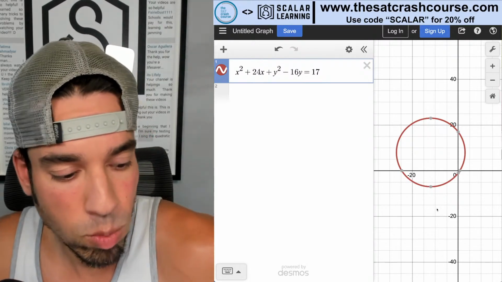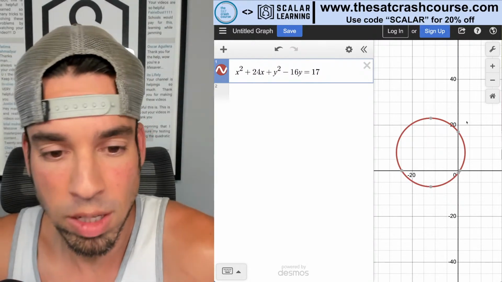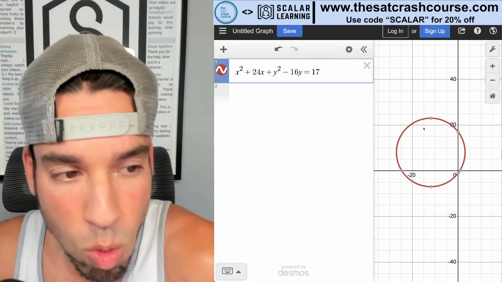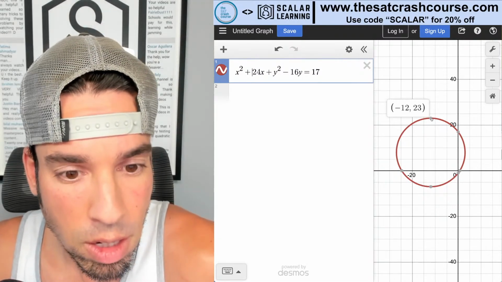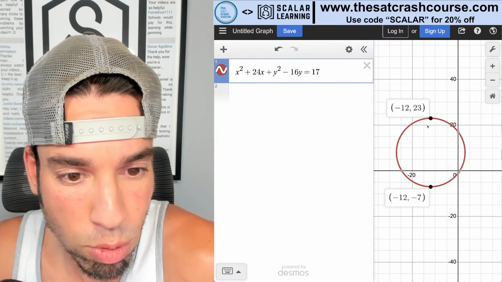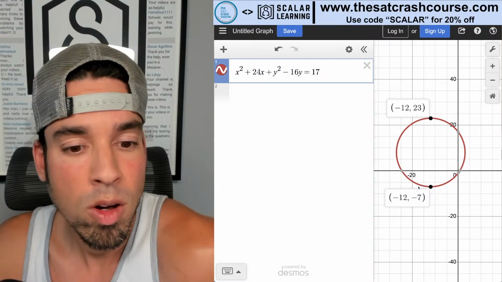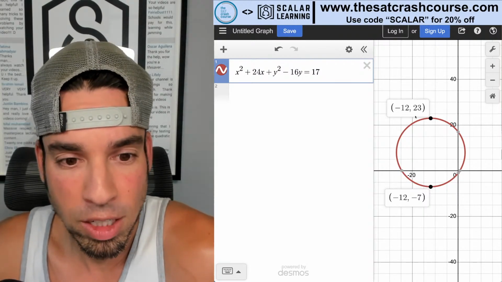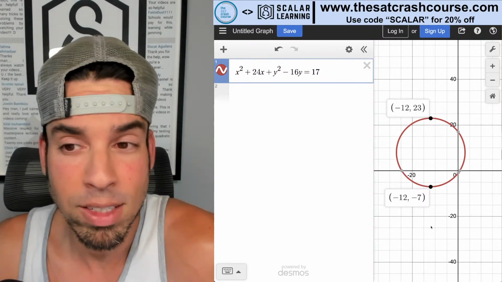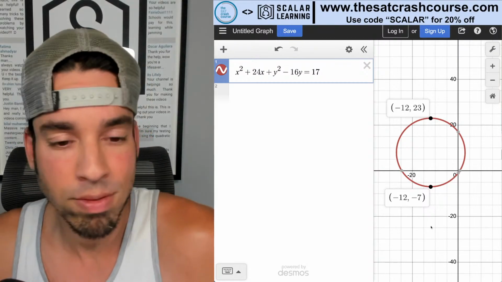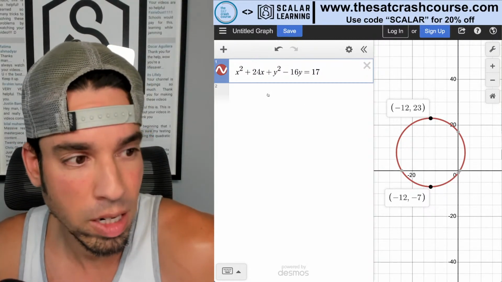And it's like, hey, we want to do our completing the square thing, get it in standard form to, let's say, find the radius. Or you can just graph this and say, oh, what's the top point? What's the bottom point? Oh, yeah, it's at 23 and negative 7, right? Well, I know the diameter then. I just take the difference of 23 and negative 7. That's 30. 23 minus negative 7 is 30. Hence, the radius is 15.